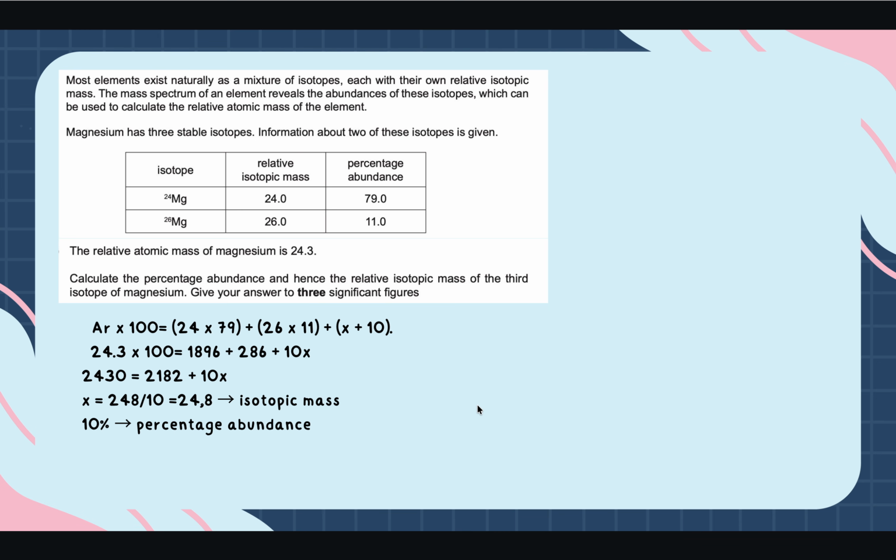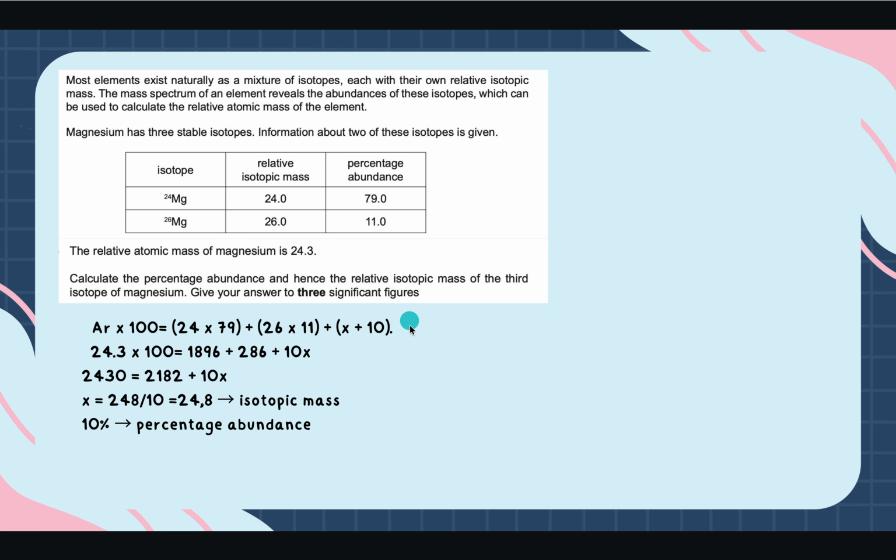Next question. Most elements exist naturally as a mixture of isotopes, each with their own relative isotopic mass. The mass spectrum of an element reveals the abundances of these isotopes, which can be used to calculate the relative atomic mass of the element. Magnesium has 3 stable isotopes. The information about 2 of these isotopes is given. Calculate the percentage abundance and hence the relative isotopic mass of the third isotope of magnesium. Give your answer to 3 significant figures.